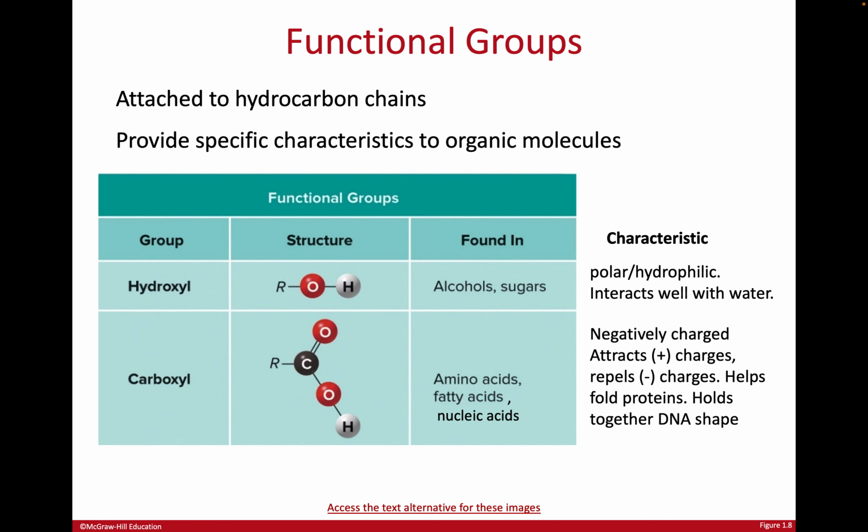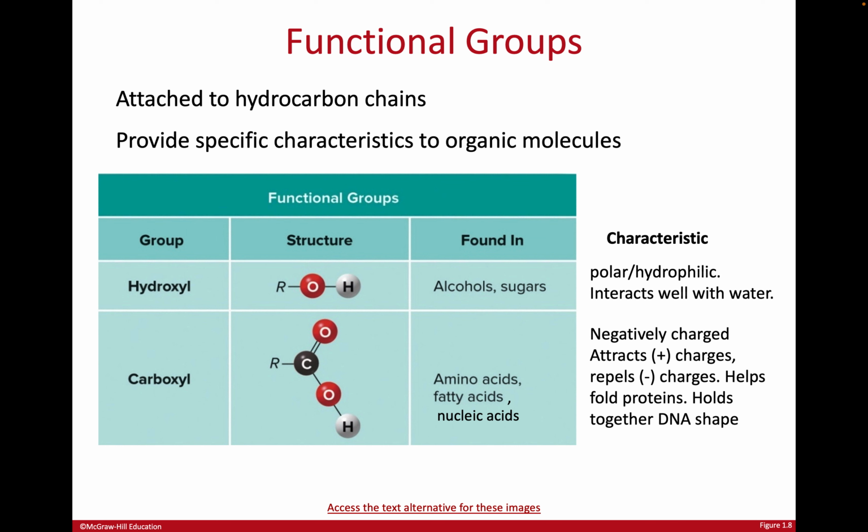Carboxyl groups have a carbon double bonded to an oxygen, and that carbon bonded to an OH group. Now I know it looks like a hydroxyl on there, but it's actually different because when you get all 4 of these together, they don't behave the same way as hydroxyls. So carboxyls are important in amino acids, which are the building blocks of proteins. They're important in fatty acids, which are the parts of lipids, specifically fats and phospholipids. And they're important in nucleic acids, which are DNA and RNA.